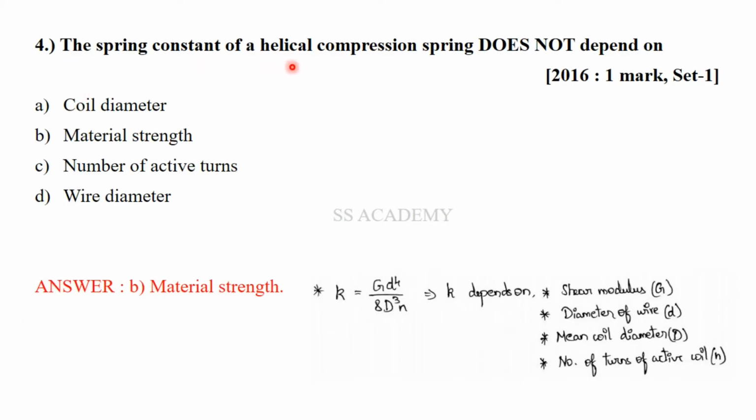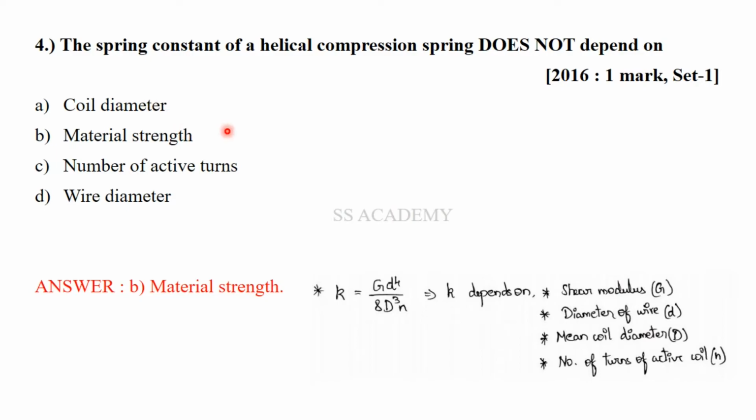The spring constant of a helical compression spring does not depend on, they have highlighted "does not" in the question itself. Okay, it is a 2016 Set 1 GATE 1-mark question. And they have asked about spring constant. What is spring constant? Stiffness is referred to as spring constant sometimes, and sometimes it is referred to as spring rate also. So spring rate, spring constant, and spring stiffness all are one and the same.